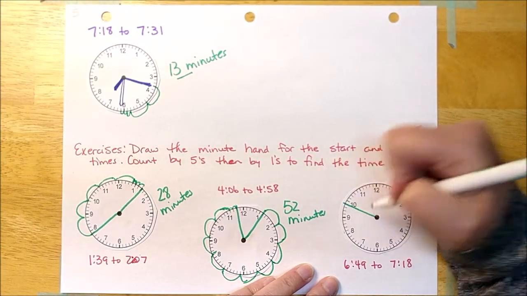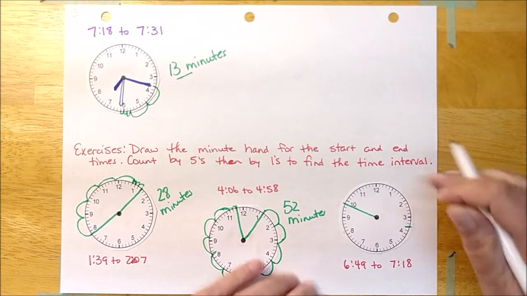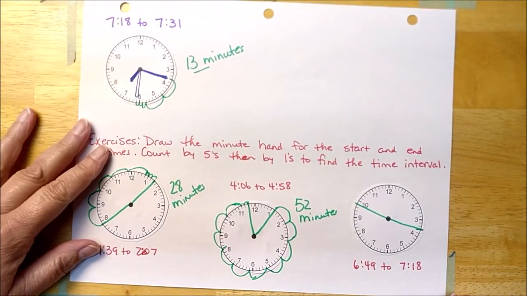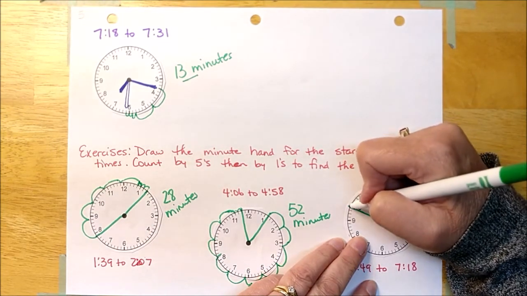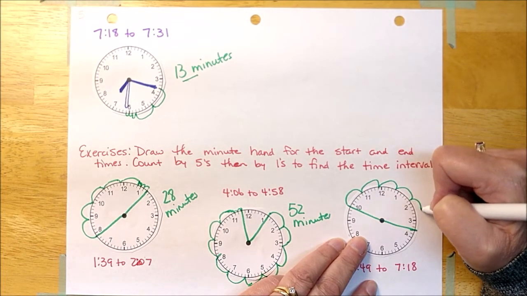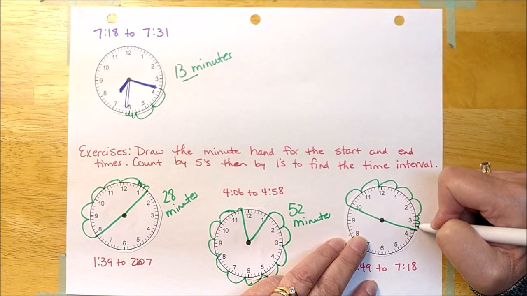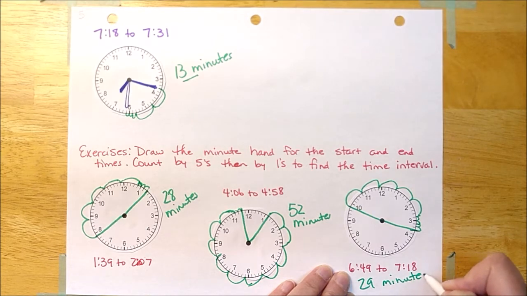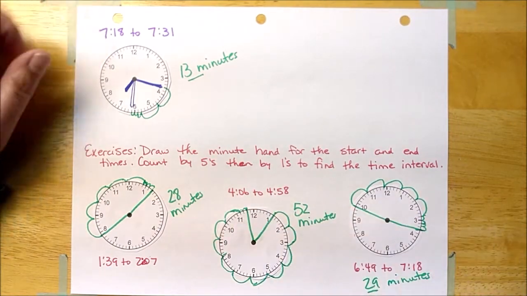6:49. There it is. And we have to go to 7:18. So it's 15, 16, 17, 18. There's the 18. Ooh, that's going to be pretty close to half again. It's pretty close to 30 minutes. Okay, so we're going to the line right before the number. So it's 5, 10, 15, 20, 25, 26, 27, 28, 29 minutes. That one was super close to half an hour. So that was 29 minutes. I hope that you were able to get all those.